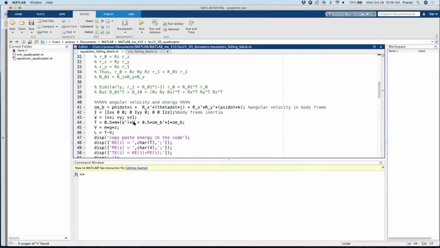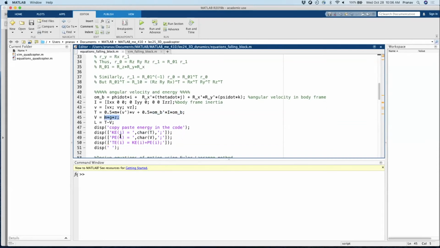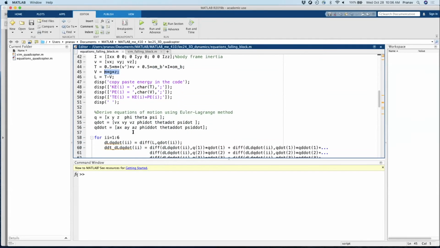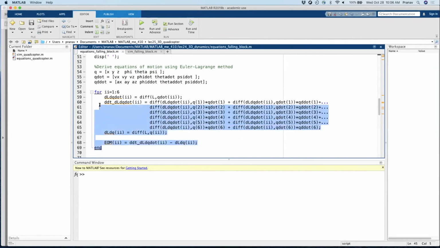This is just a shorthand way of writing the velocity. If you write the velocity as a vector, then this form basically gives you Vx square plus Vy square plus Vz square, and same for I omega square. Okay, and then the potential energy.